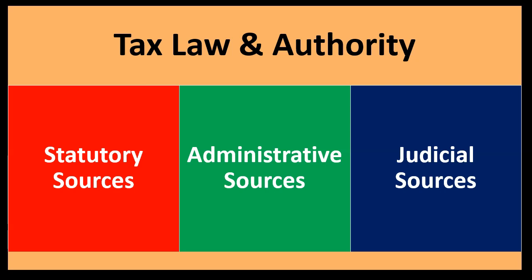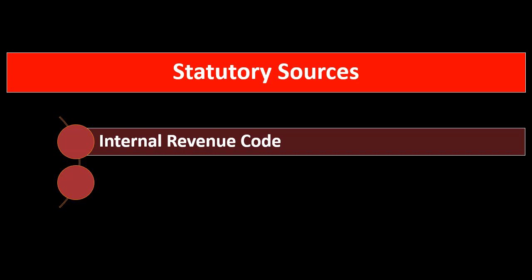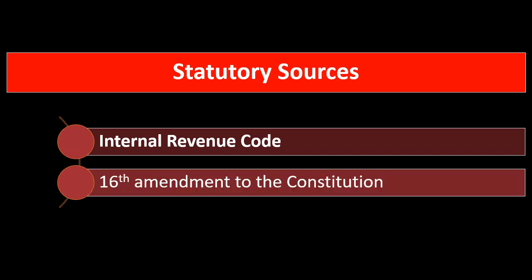Then we go to other sources such as the administrative sources and the judicial sources. So the statutory sources are going to be things like the Internal Revenue Code itself. The Internal Revenue Code is the law, and it's also governed, of course, by the 16th Amendment of the Constitution, which allows the federal government to have the power of taxation. So we think, okay, there's the Internal Revenue Code, that's the law.